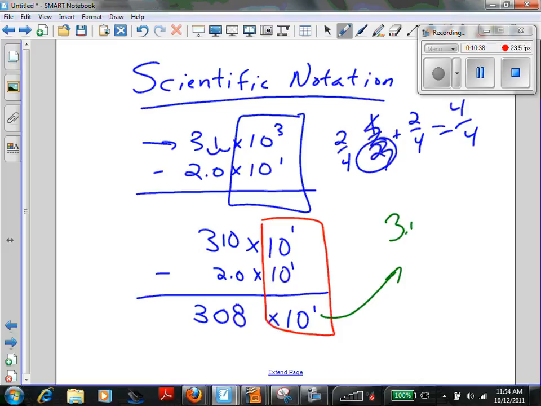Nice job. Okay, from 308 to 3.08, you took 2 sets of 10 away, and you have to account for them. 10 to the first becomes now the third, and that is correct. But it's a lot easier with the calculator. So, we have some problems.